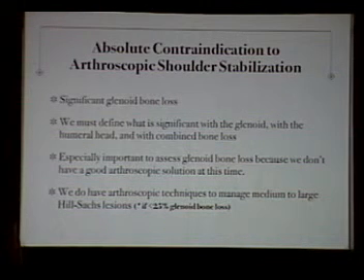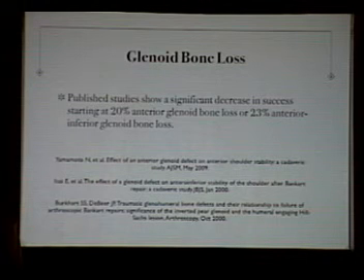With Hill-Sachs lesions, we do have a very good arthroscopic cure or fix for patients that have medium to large Hill-Sachs lesions. So I think that the glenoid is by far the most important part of the joint to assess for bone loss. So if we're going to look at the glenoid, here's some of the reasons why we do that.